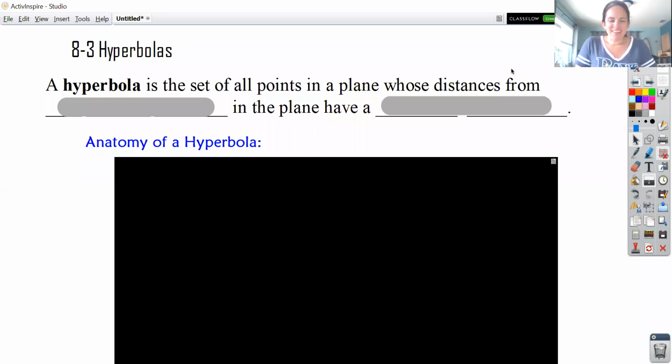Hi guys, and welcome to 8.3. This is hyperbolas, so it's the last conic section. We've already done parabolas and then circles and ellipses, and then today is hyperbolas.